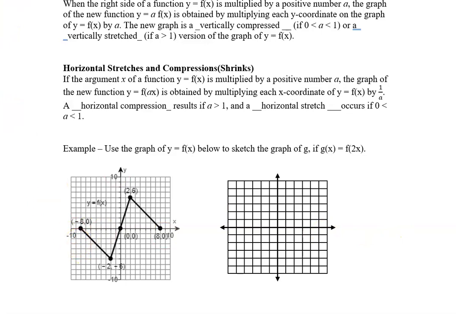So let's start with -8, 1. And we are going to multiply the -8 by 1/2, which is going to result in -4. The y value, or the y coordinate of this point, is going to remain the same. So we're going to end up with a point at -4, 1. So there's our first point.